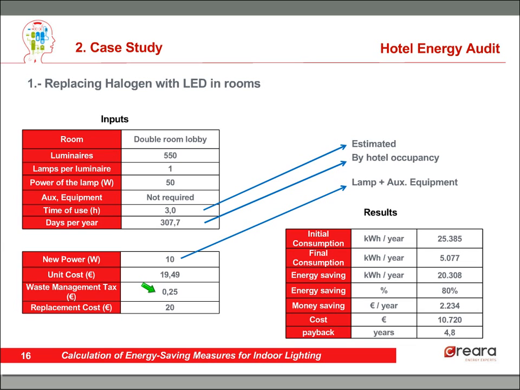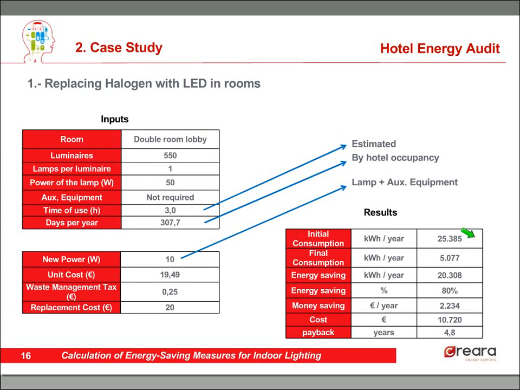Okay, and we also have a replacement cost. But in this hotel, the new lamps are installed by the hotel maintenance staff. So in this case, we do not consider manpower cost. We're only considering the material cost. So the results we can see in this table at the right of the slide. The initial consumption, remember always, is just power times time of use. So we have the number of luminaires and the power per luminaire times the time of use, 3 hours a day, and the days a year, 307.